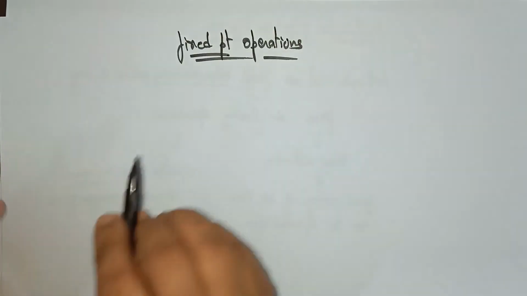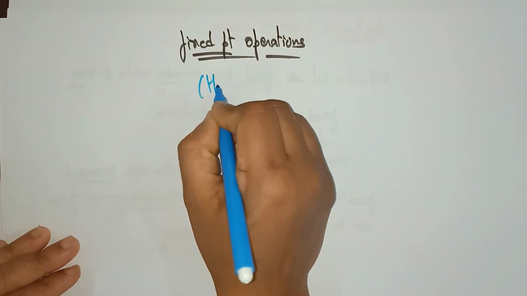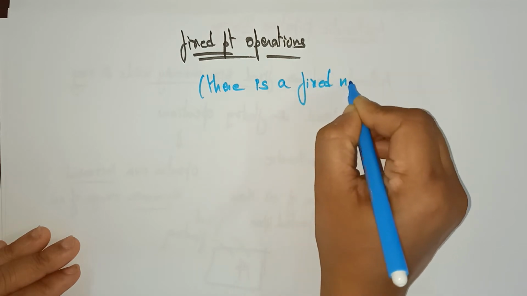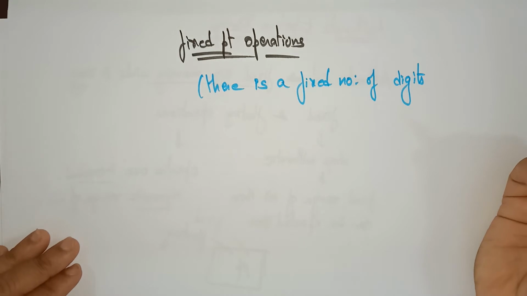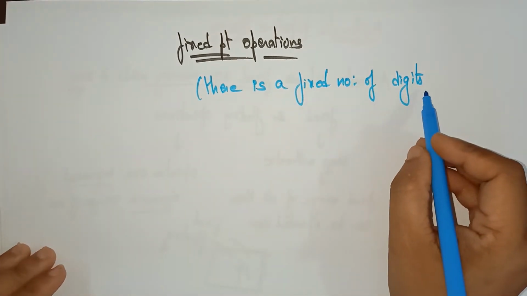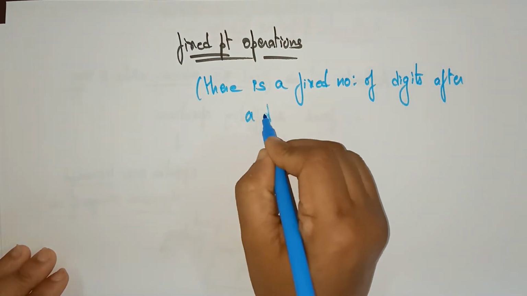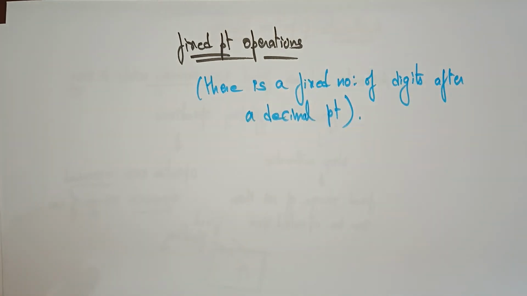Now let's have a look at what exactly the fixed point operations are. One thing you have to remember is that fixed point operations have a fixed number of digits, that is, of numbers, either binary numbers or decimal numbers, whatever it may be. There is a fixed number of digits after the decimal point. That is what you call a fixed point operation.